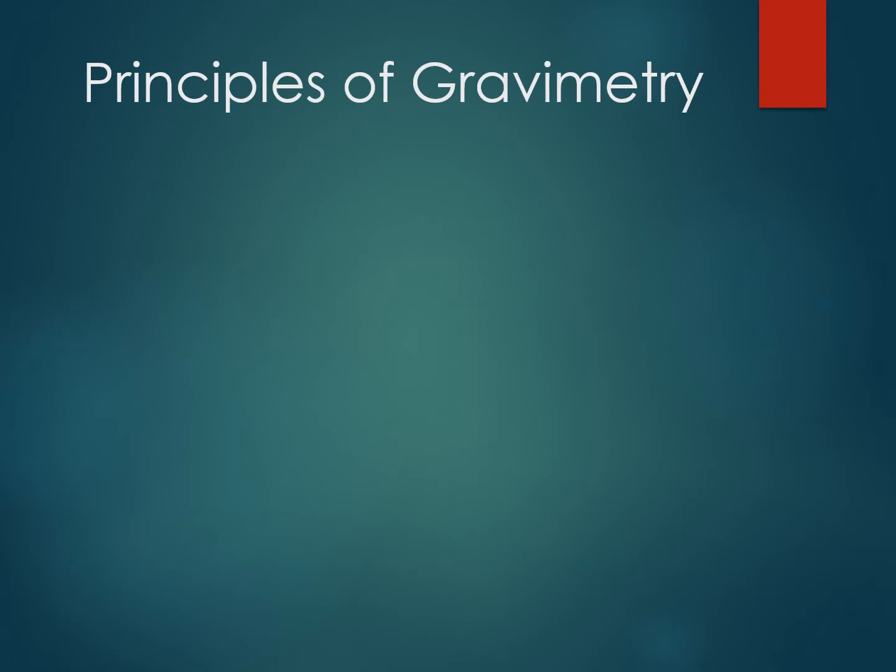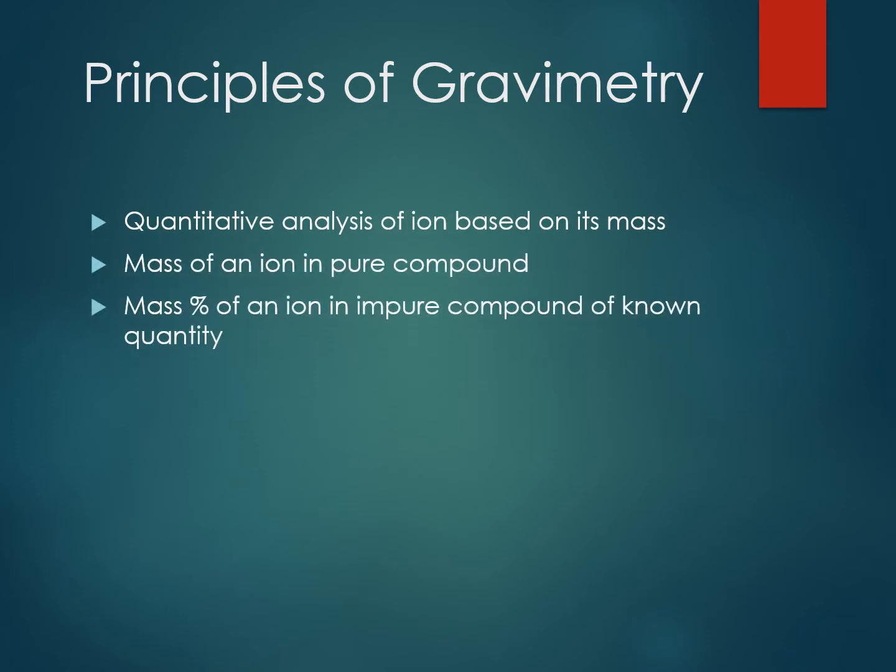Let us have a look at the principles first. Gravimetry is a method used for quantitative analysis of any particular ion, using its mass as a basis for measurement of its concentration. Initially we need to calculate the mass of an ion in a known compound in which the concentration of the ion under analysis is known. This can be used as a standard concentration for the determination of the ion in an unknown compound.